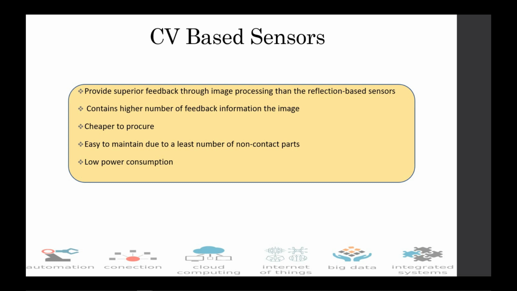I have used a computer vision sensor, a webcam, and this is my one and only sensor in my robot. Here I provided some justification for why I used the webcam rather than its counterpart of reflection based sensors like IR sensors, sonar sensors, lidar sensors. The reason I used a computer vision sensor is that it provides superior feedback through image processing. Reflection based sensors contain a lower amount of information. Basically, in an image there is all the information, it is just a matter of how to extract that information and utilize it.